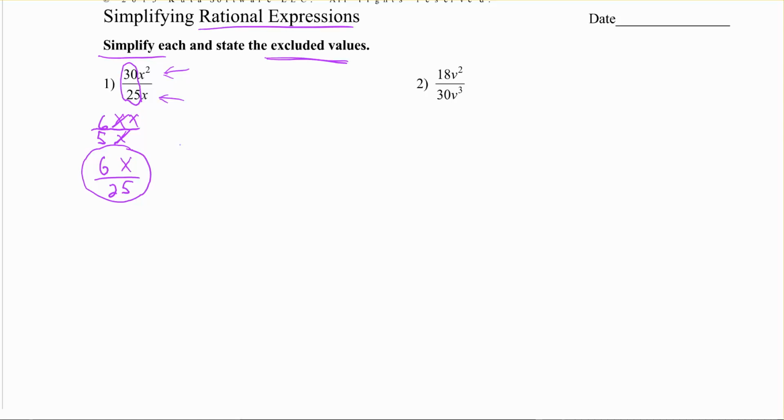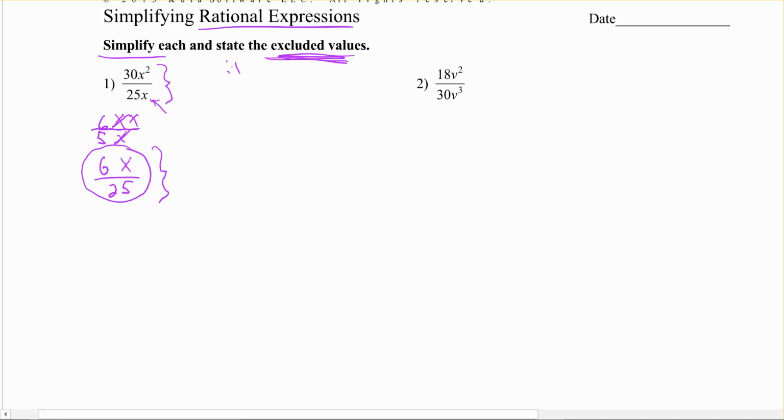And then next, what I mean by excluded values. I'm just going to erase this for a second. The way you have to do excluded values is you have to look at the original expression. I can't look at my simplified expression. It has to be the one up top. Excluded values means what is x not allowed to be? What number are you not allowed to divide by?